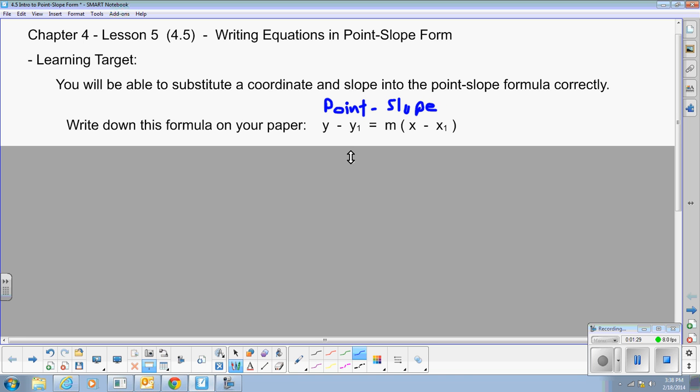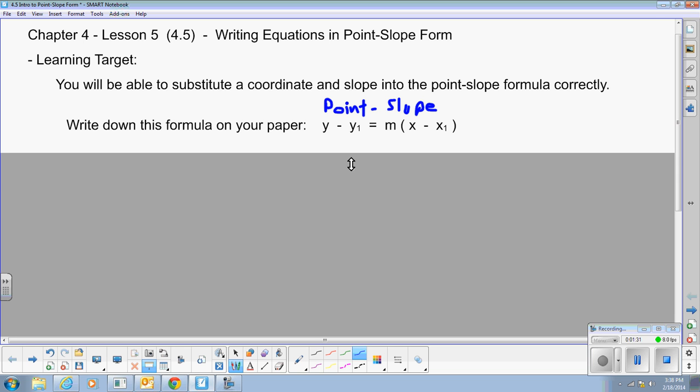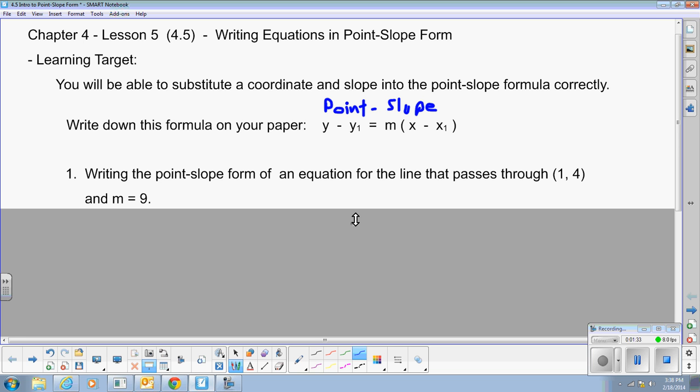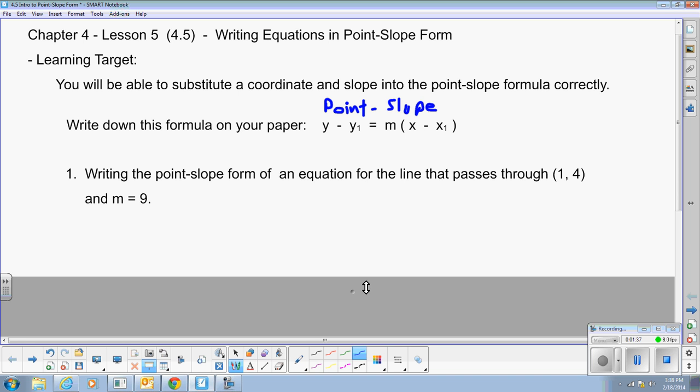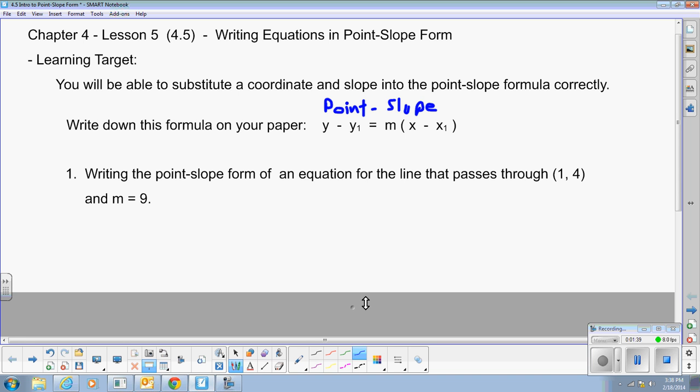Okay, now that you've written down that formula, you may want to do what I do as you do your work. I'm going to copy that formula down, and then practice writing underneath the formula to help me substitute in correctly. So the first example I have for you is, we want to write a point slope form of an equation for the line that passes through (1, 4) and has a slope of 9.